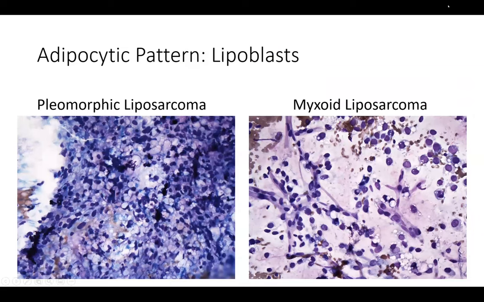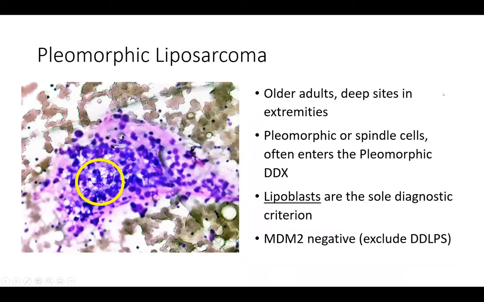So moving on to fatty tumors that can have lipoblasts, there's two specific entities that you should think about. The first is pleomorphic liposarcoma, and the second is myxoid liposarcoma. Pleomorphic liposarcoma typically arises in older adults in the deep-seated sites in the extremities. These are characterized by a pleomorphic or spindle cell population, often entering the pleomorphic differential diagnosis, but they are also characterized by lipoblasts. And the presence of lipoblasts is the sole diagnostic criterion for this entity.